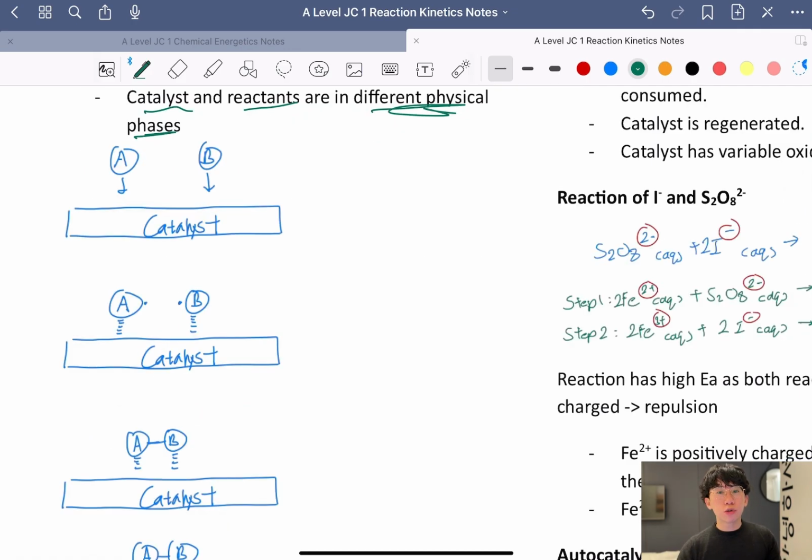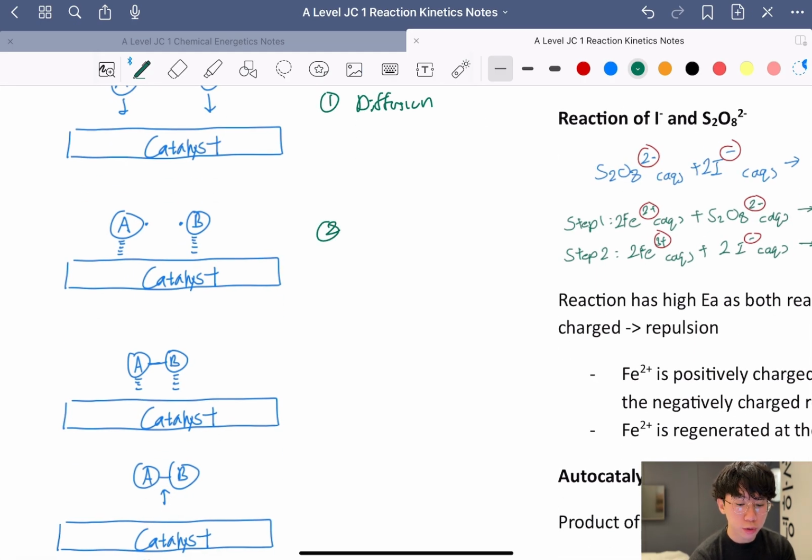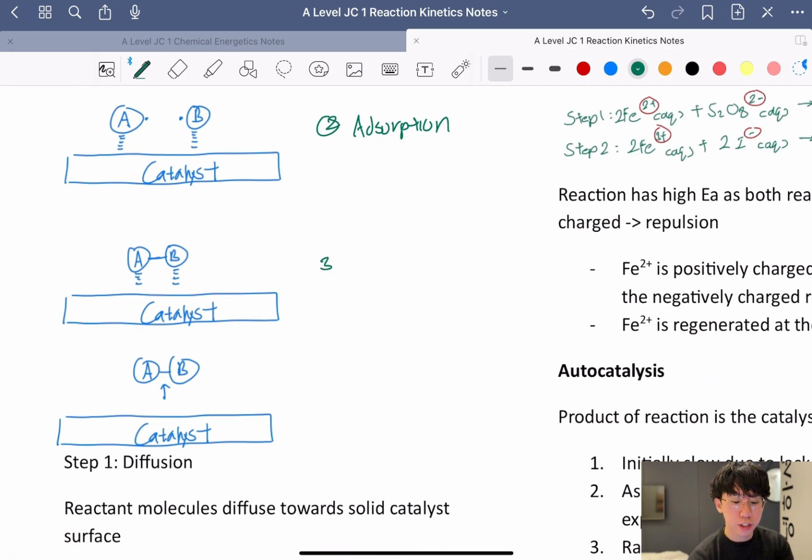So if you look at this diagram, this shows the necessary steps in order for your heterogeneous catalyst to work. If you look at step 1, this is diffusion. This is when your reactants, let's say A and B, start to go towards the catalyst. And then we look at step 2, which is adsorption. Adsorption is when your catalyst forms these weak intermolecular forces with your reactants itself. So they kind of act like a sticky surface for your reactants to stick to in the correct orientation for reaction. And then we move on to step 3, which is the reaction itself.